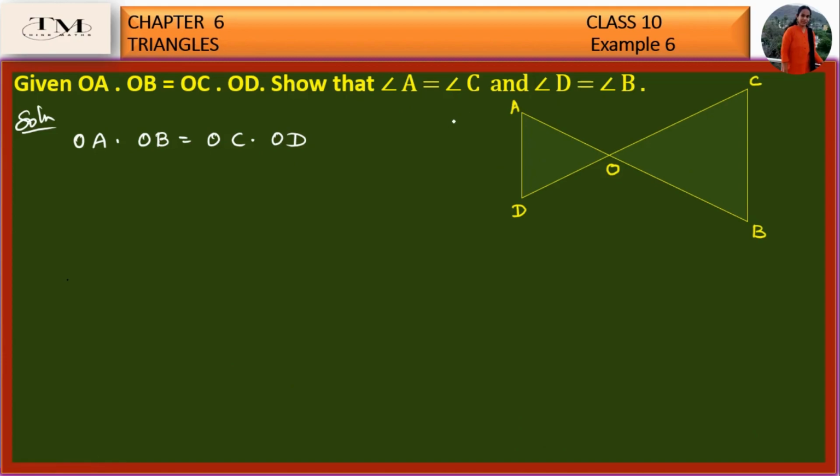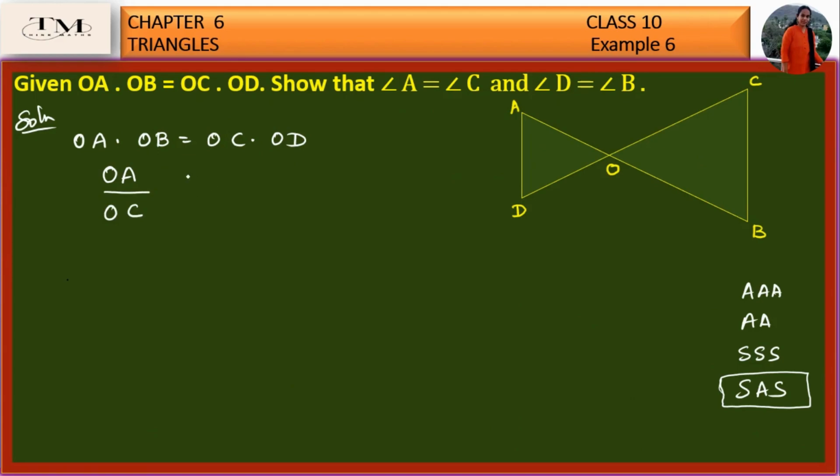How to show the similarity? We have four criteria: AAA, AA, SSS, SAS. By this, we will get some criteria for sides. If we prove some angles equal, then we can use the side criteria to prove the similarity. Just I am changing this. OA is here. I am bringing this OC down.